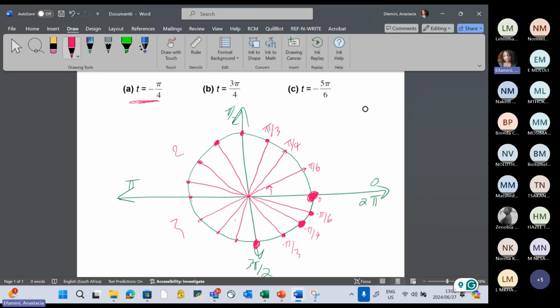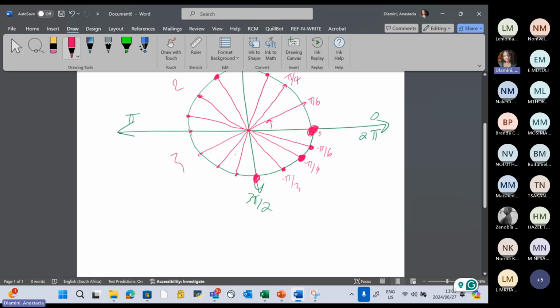Do you see that? Yes, ma'am. And we know pi over 4, what is the terminal point? If you look at pi over 4, so what is the terminal point for pi over 4 according to what we have learned? Root 2 over 2 and root 2 over 2. Thank you.